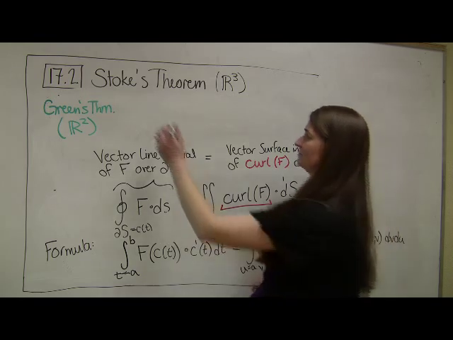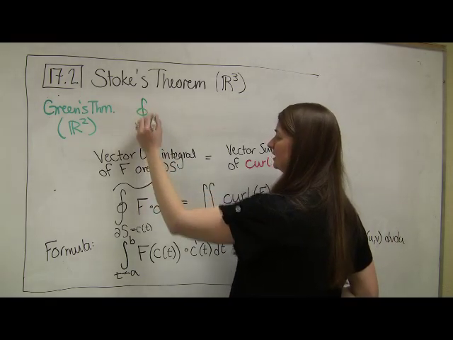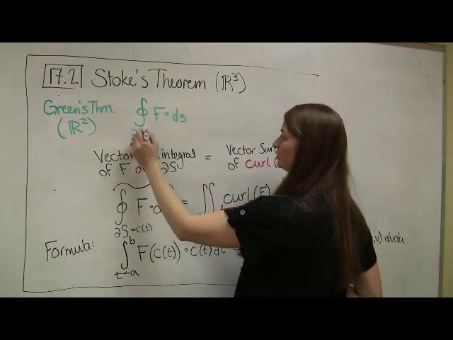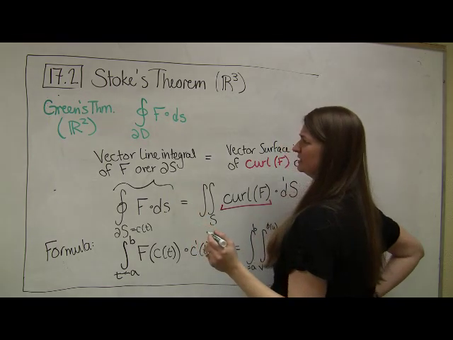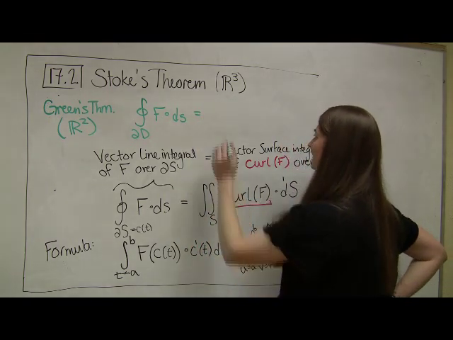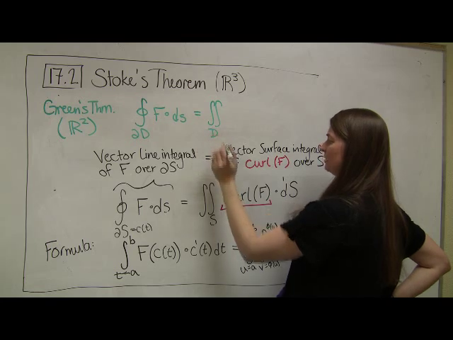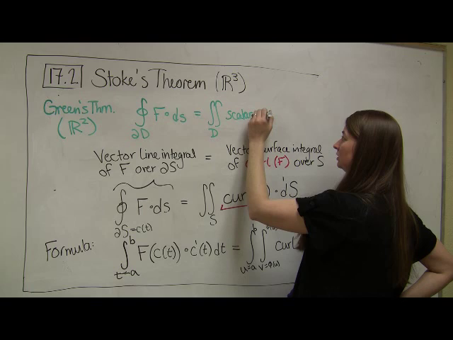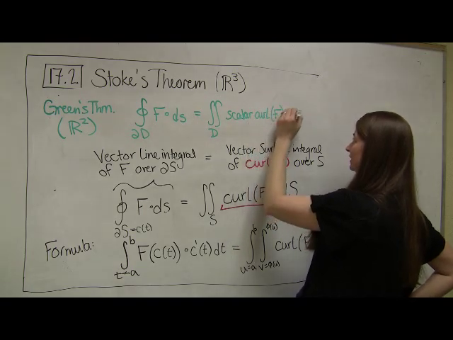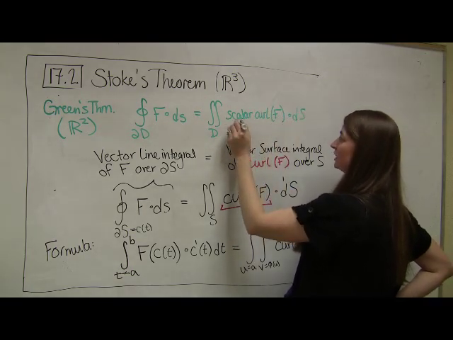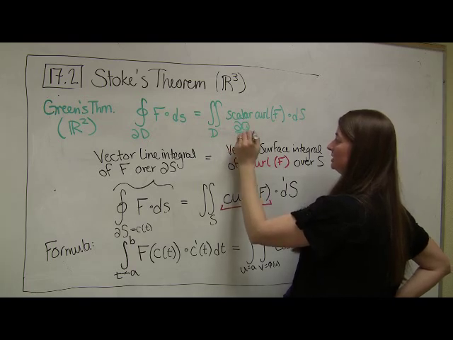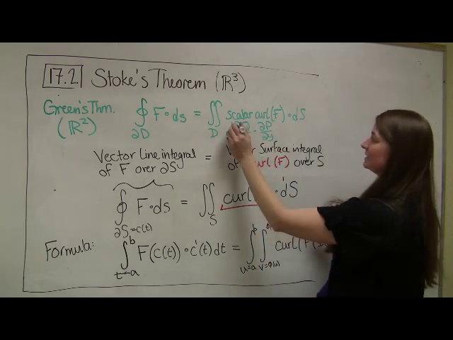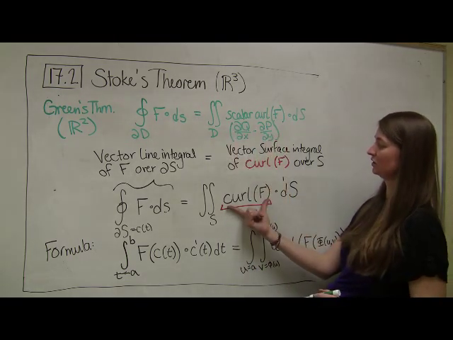The statement of Green's theorem says that I'm going to take the line integral of my function f dot ds over the boundary of my region D, I think I call my regions D, and that is going to be exactly equal to the double integral over that region D of the scalar curl of f dot ds, where our scalar curl, recall, was given by dQ/dx minus dP/dy. You'll see why this is exactly similar to our curl here.